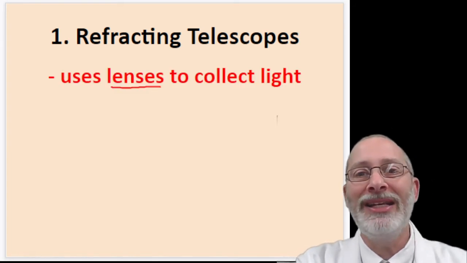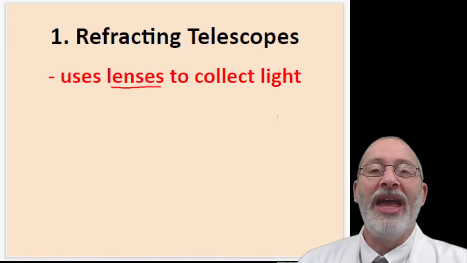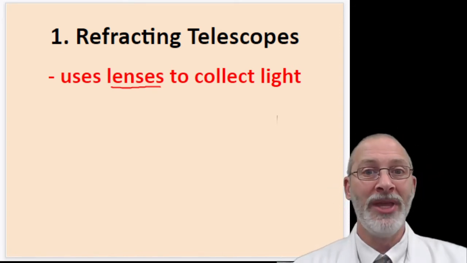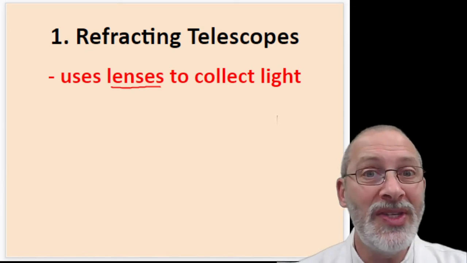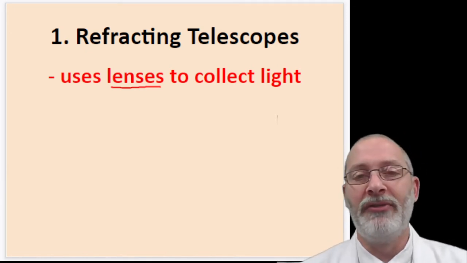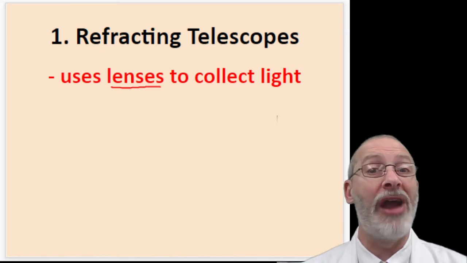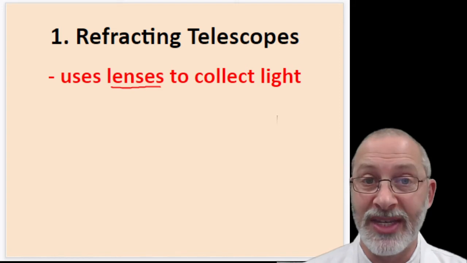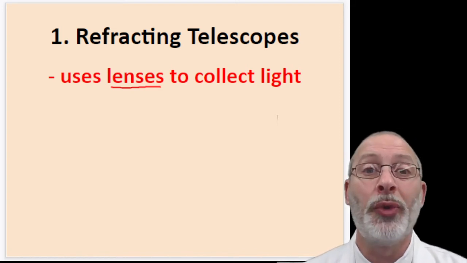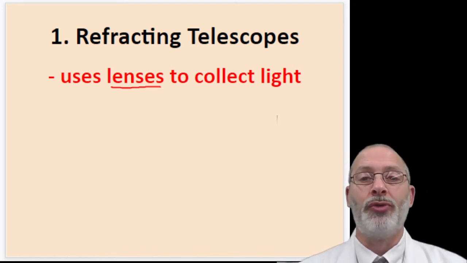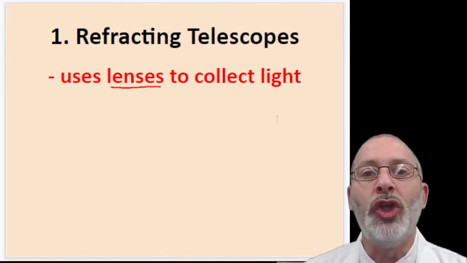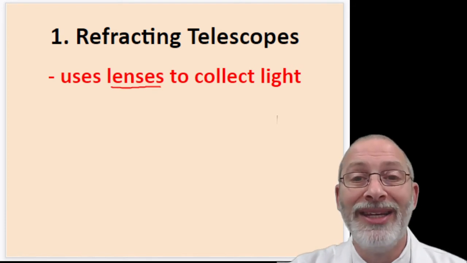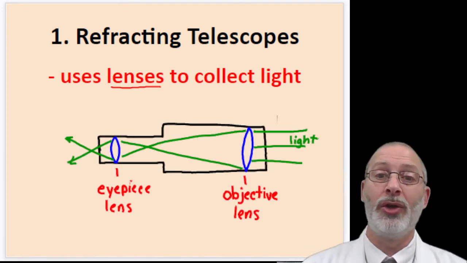A refracting telescope. Think of the word refracting. Refracting bends light, or is the bending of light. And in order to refract something, we use a series of lenses because lenses refract light. So a refracting telescope uses lenses in order to collect light from a distant location.